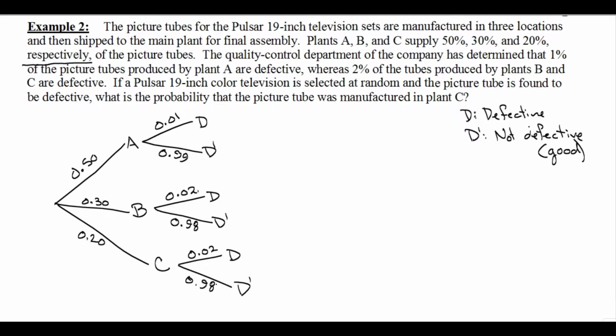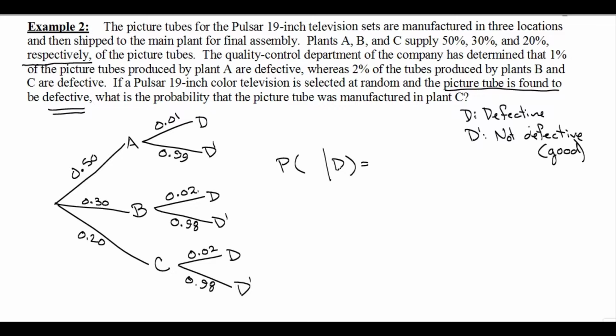Okay, now we need to figure out what we're trying to find. Look for where it is asking you a question. If a Pulsar 19-inch color TV is selected at random and the picture tube is found defective, what is the probability that it came from plant C? Okay, so we need to fill in the blank here, what we're trying to find. What do we know? Is there something we know for sure about this TV selected at random? Yes, we know that the picture tube is found to be defective. So the D is given.